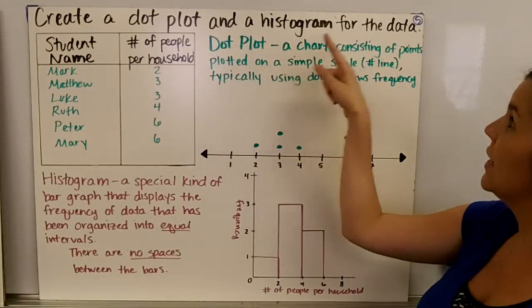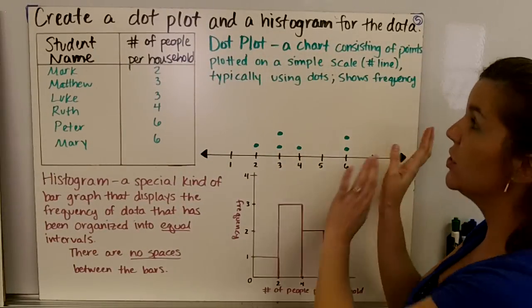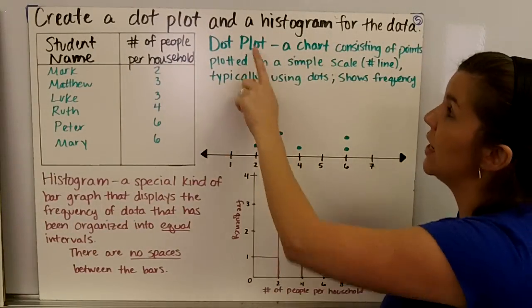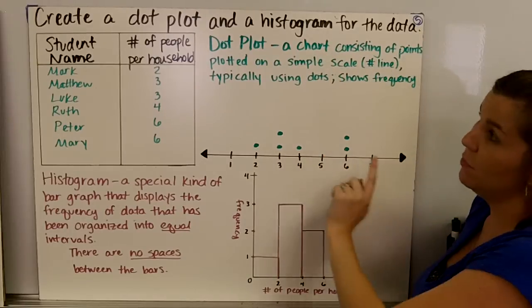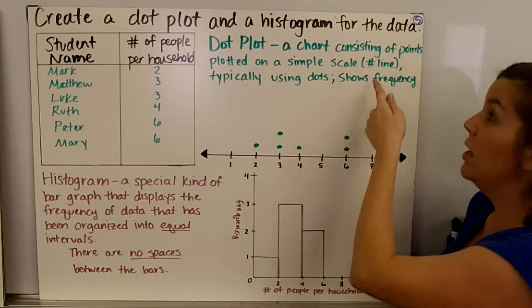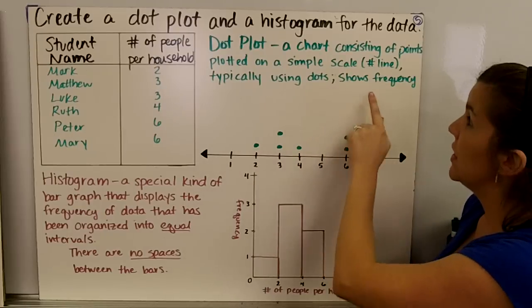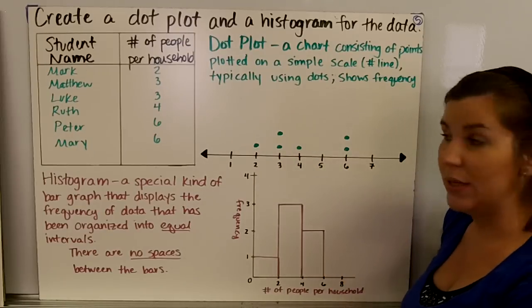Create a dot plot and a histogram for the data. Just looking at the top, a dot plot is a chart consisting of points plotted on a simple scale, a number line, typically using dots, and it shows the frequency.